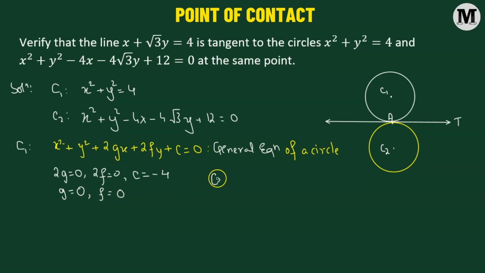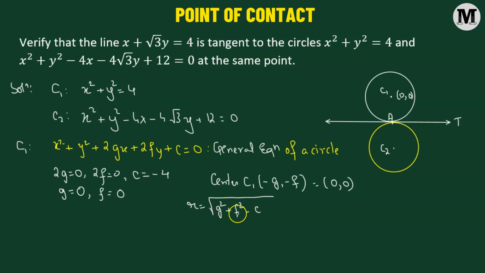Now we can define the coordinates of the center C1, which is generally defined by negative g comma negative f. So our circle has its center at the origin, that means 0 comma 0 are the coordinates of the center of C1. And the radius of the circle can be defined by the square root of g squared plus f squared minus c. Since g and f are 0, we replace the value of c with negative 4 and the radius is going to be 2 units. Fine. We'll keep this aside.